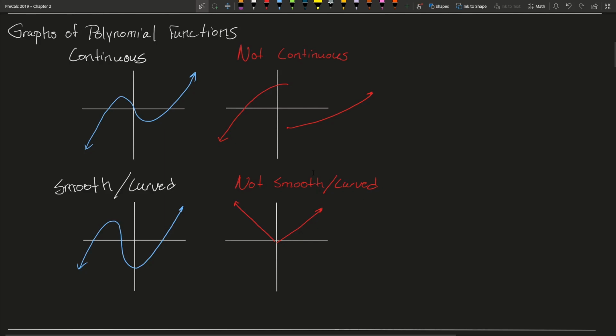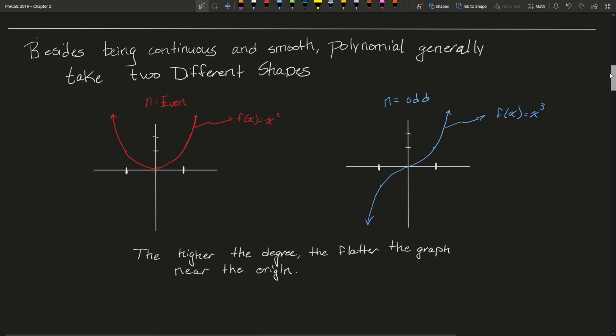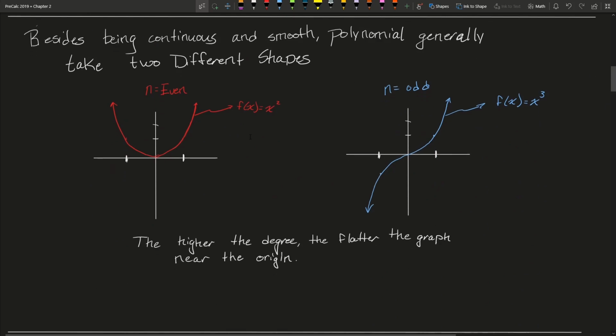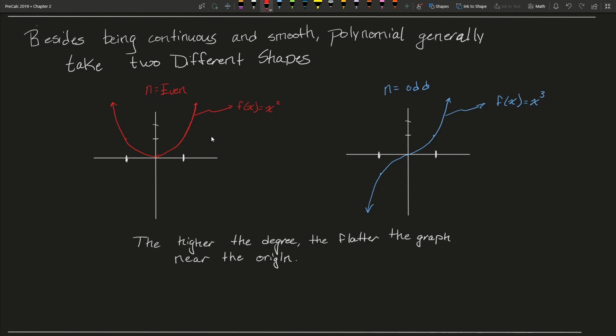Besides being continuous and smooth, polynomial functions generally take on two different shapes. One is that of a parabola, and one is that of something that looks like x^3. This is determined by the degree, which is the highest exponent in the polynomial. If that degree is even, it will look somewhat like a parabola, and if that degree is odd, it will look somewhat like an x^3.